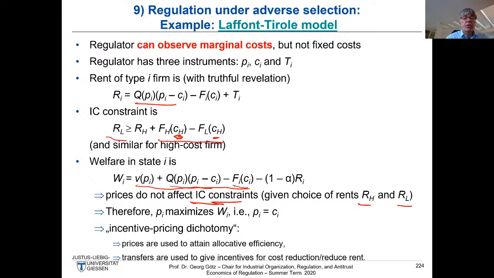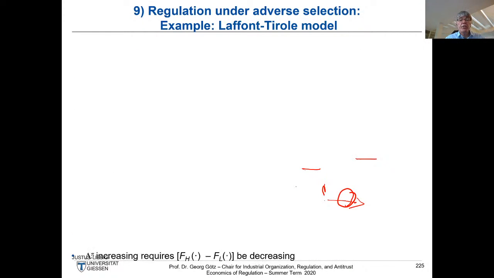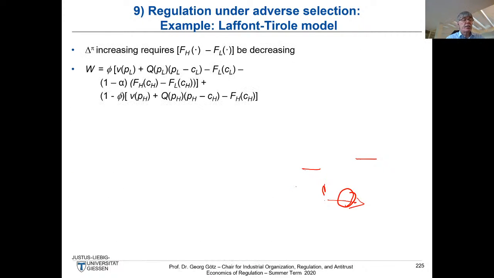Laffont-Tirole called this property the incentive pricing dichotomy. Prices are used to attain allocative efficiency. So if we have a certain marginal cost, the price should be according to marginal cost, and transfers are then used to give the incentives for cost reductions or to reduce the rent. Okay? Yeah, the point is here again that the marginal costs are observable. The regulator can observe how long this connection between Munich and Hamburg is.